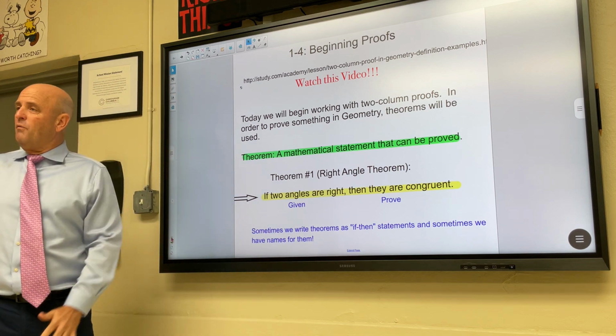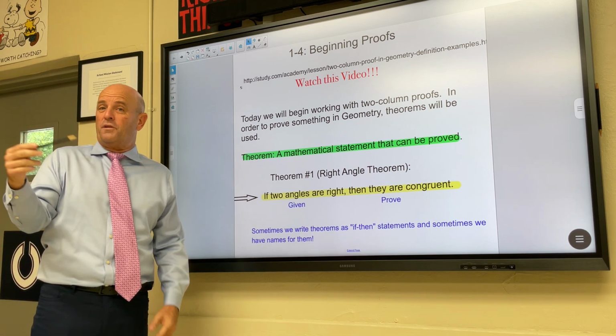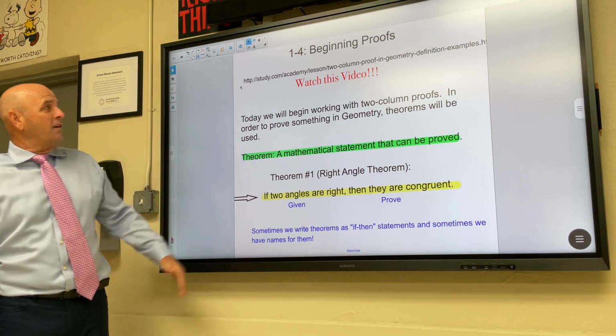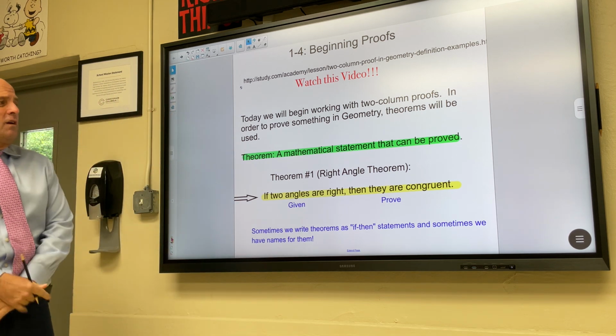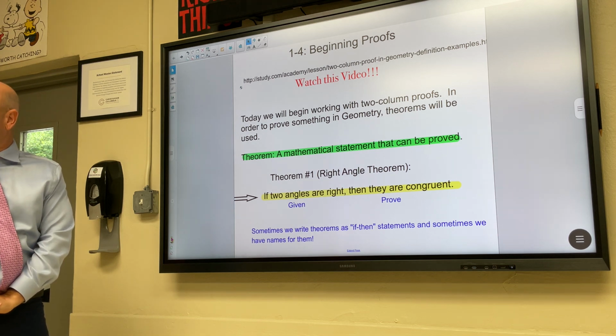We did a nice intro of what two-column proofs were. We saw a nice little video. We also looked at what proofs can be as far as logic is concerned. Okay, so we've already done that. Today we're going to start doing two-column proofs because we have these, what we call theorems. What the heck is a theorem?